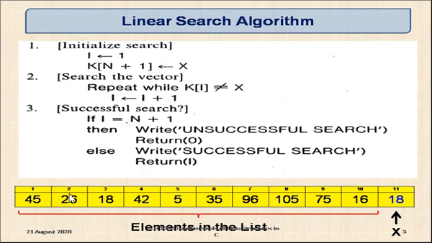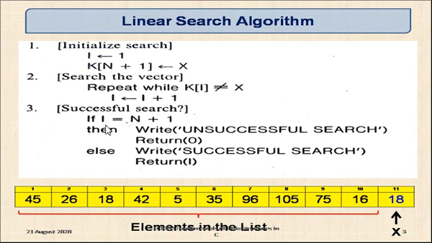Again K of 2, that is 26, is compared with 18. Not matching. Then I becomes 3. 18 is compared with 18. The condition is not satisfied, because K of 3 is 18 and x is also 18. So it will break the loop and come to the next step.